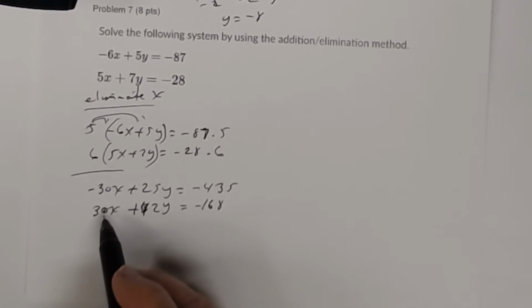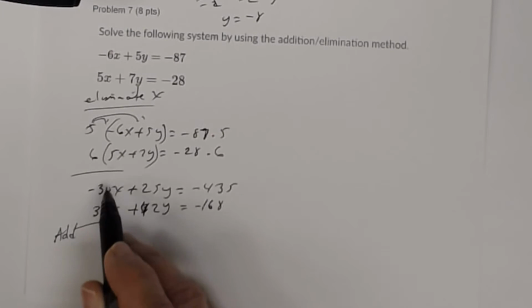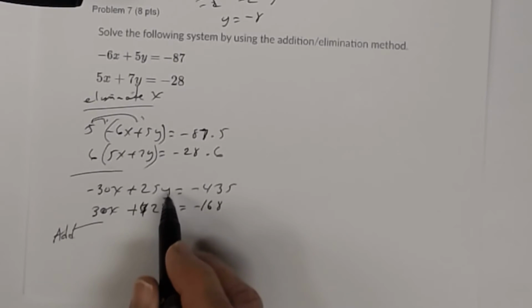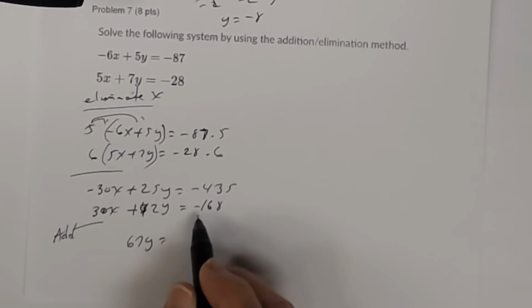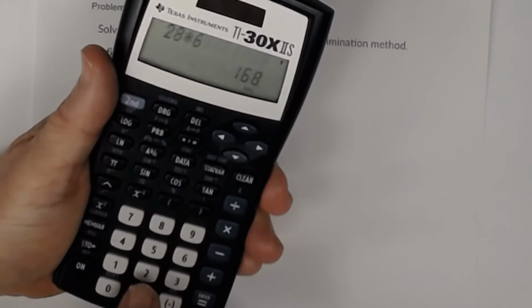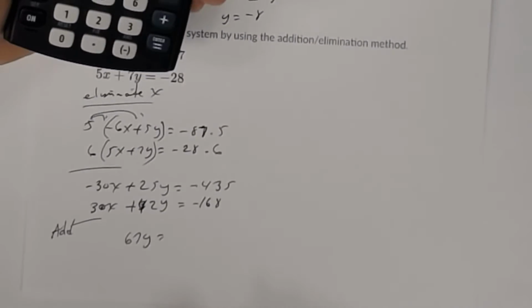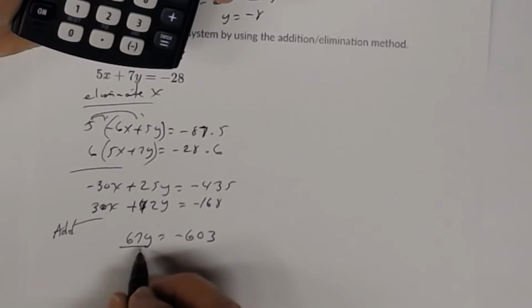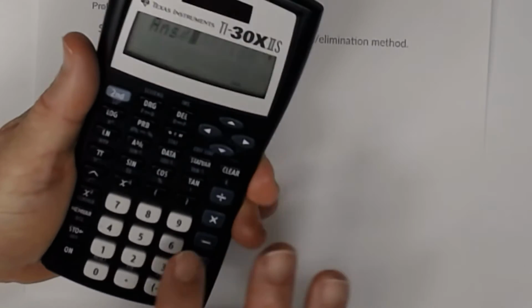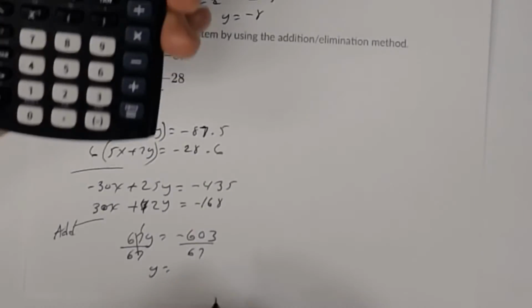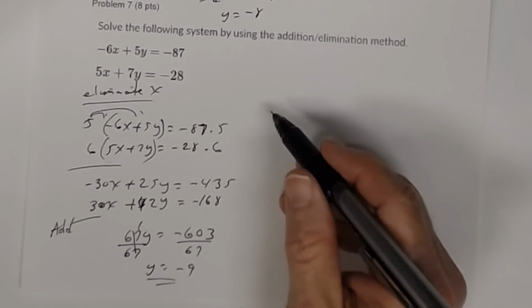Now, see these are opposites, so the next step is to add. So when I add these two equations, the x's are eliminated. And so 25y plus 42y is 67y. A negative 435 and a negative 168. If you add that, 435 plus 168, you get a negative 603, correct? Negative 603. Dividing both sides by 67, I get y. So 603 divided by 67, I get 9, but it's a negative 9, right? Negative 9.